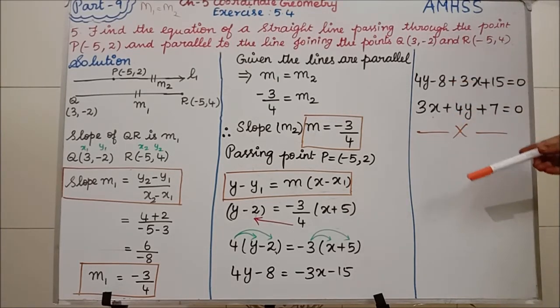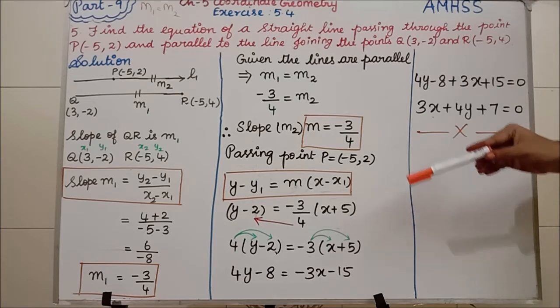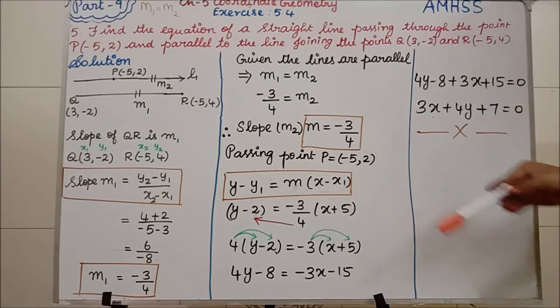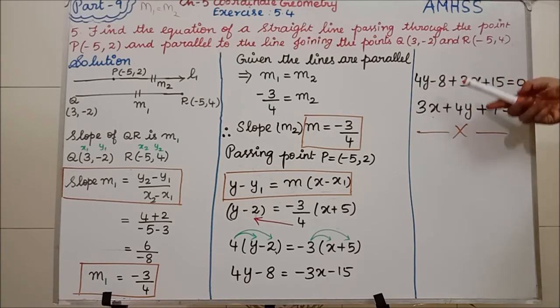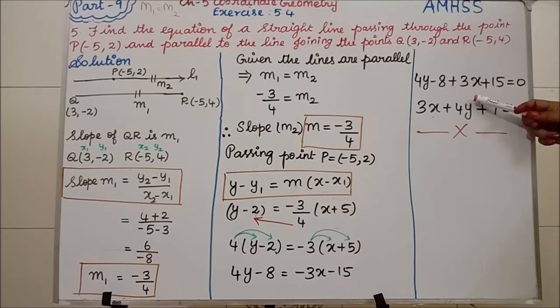4 into 2 is 8, equal to minus 3 into x is 3x, minus into plus is minus, 3 5s are 15. Clear? So 4y minus 8. This and this, both the terms I am taking to the left hand side. So plus 3x plus 15 equal to 0.